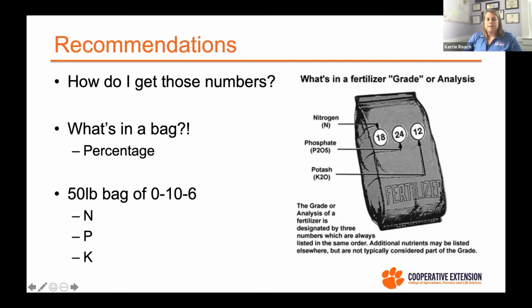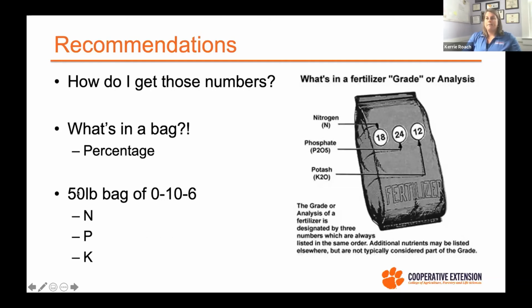That's what is in the bag. And so this number tells us it is a percentage of what's in the bag. So for this little clip art, we have 18% nitrogen, 24% P2O5, and 12% K2O or potash. So if this is a 50-pound bag, I really only have 9 pounds of nitrogen, 12 pounds of P2O5, and 6 pounds of potash, right? So remember, this is a percentage of what's actually in the bag.